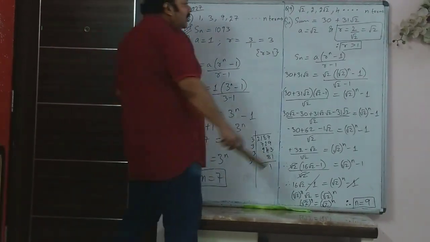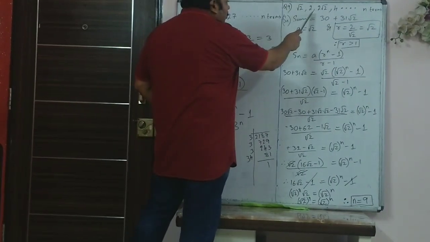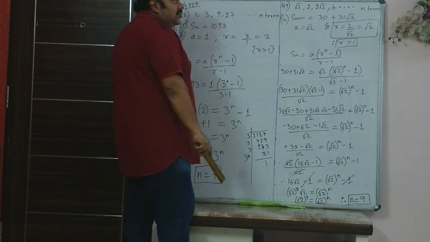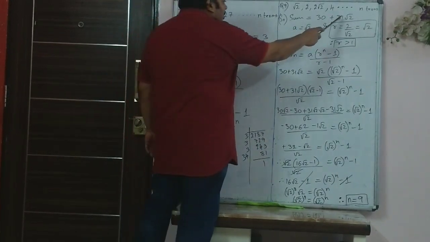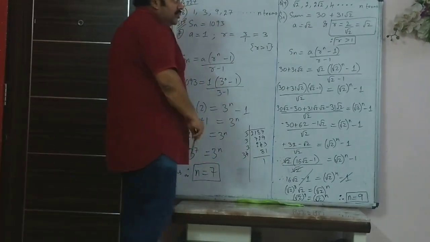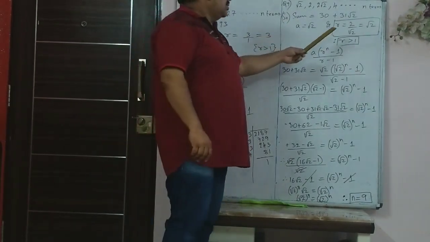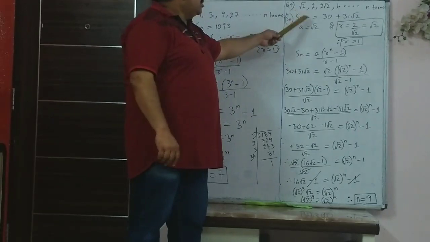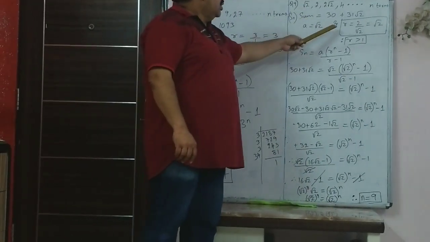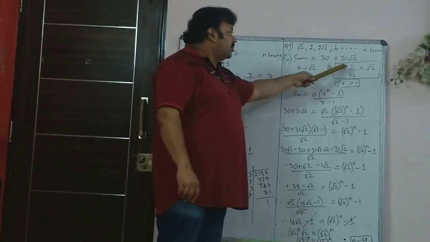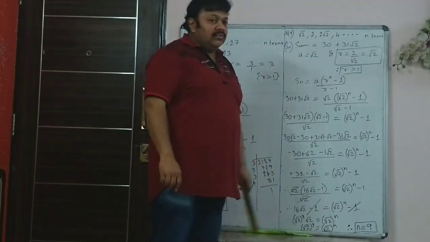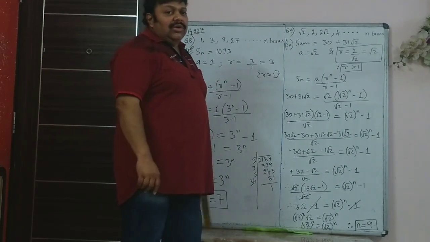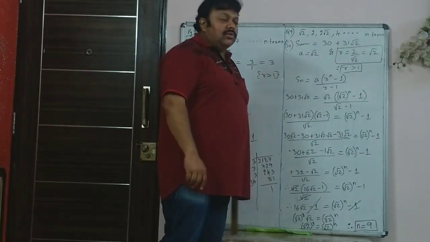In the next sum you are given root 2, then 2, 2 root 2, 4 and so on up to n terms. And you are given the sum is 30 plus 31 root 2. So in this particular sum you have to find n. a is the first term, that is root 2. r is second upon first, 2 upon root 2, which is root 2. Because you can write 2 as root 2 into root 2, so one root 2 gets cancelled. So it is left with root 2.